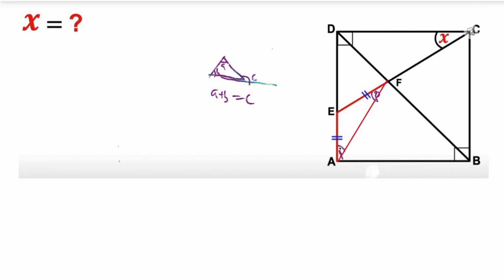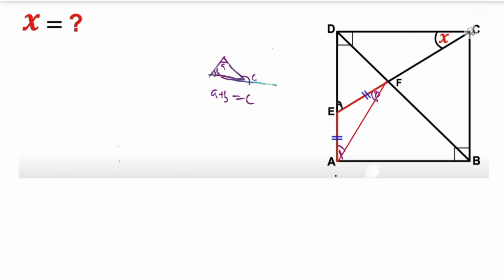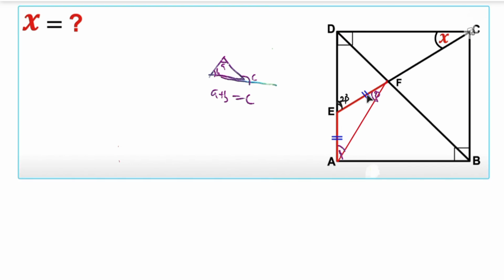Now, applying the same rule here, let's look at A, F, and E. This can be considered our exterior angle, which is at E. So adding these two interior angles together, this can be angle 2 beta.